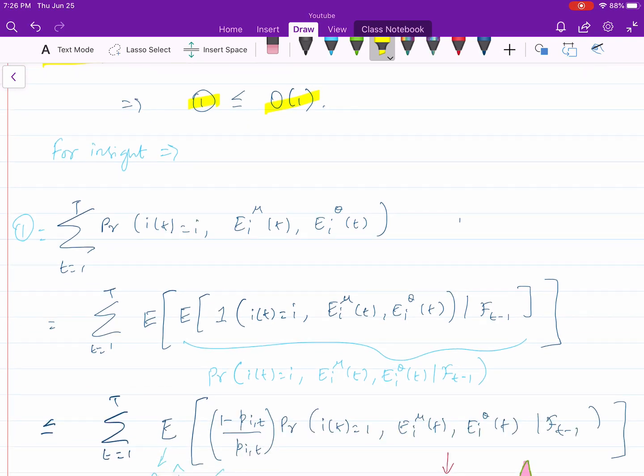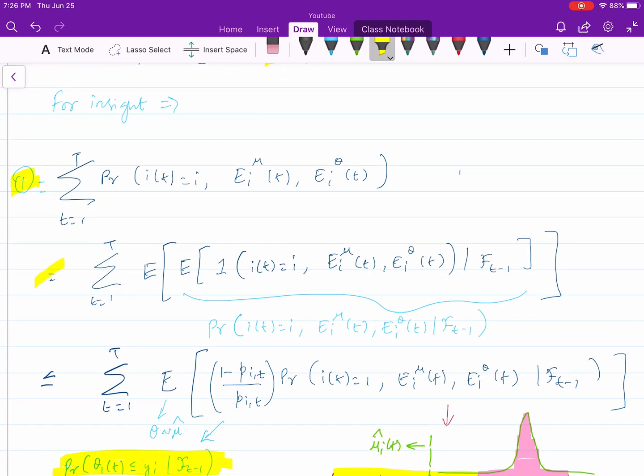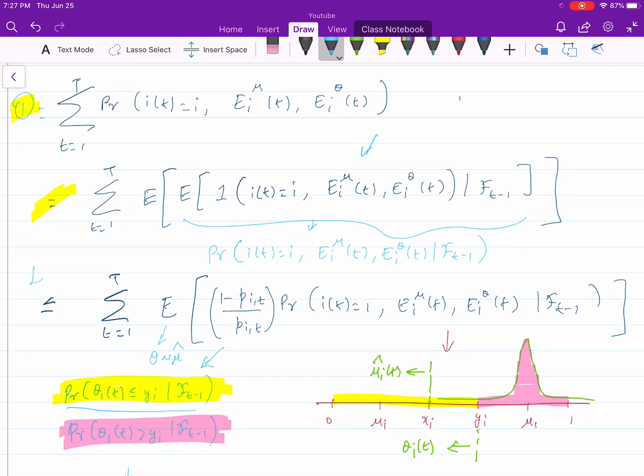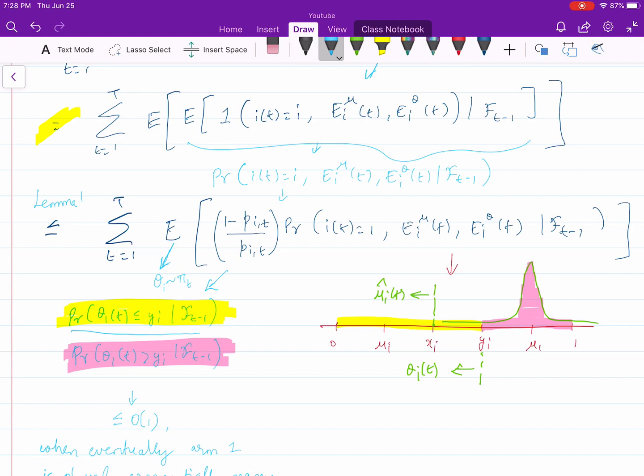Let's see, we have the summation represented by this number 1. From the tower property of the expectation, we could write it in this way, and then the expectation inside is nothing but the probability of this event, by lemma 1. We can upper bound this term by the optimal arm selection. Here the expectation is over theta i, which is coming from this posterior distribution pi t.